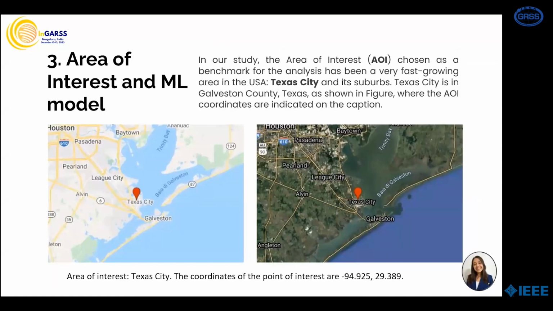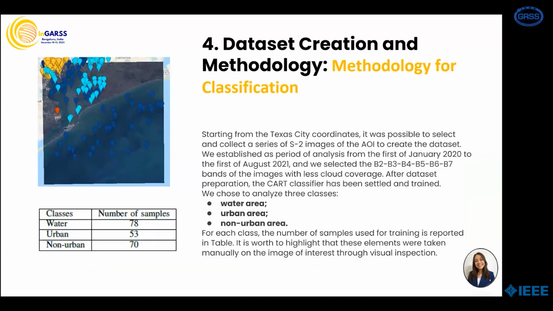In our study, the area of interest chosen as a benchmark for the analysis has been a very fast-growing area in the USA, Texas City and its suburbs. Starting from the Texas City coordinates, it was possible to select and collect a series of Sentinel-2 images of the area of interest to create the dataset. We establish a time period and 6 bands of the images with the least cloud coverage.